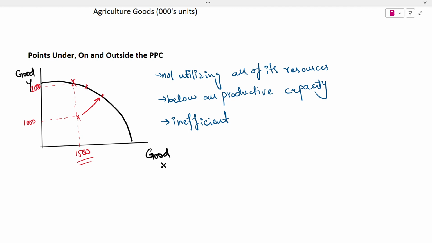So any point that is under the PPC, number one, is inefficient. Number two, it represents unemployment in the economy. And number three, it represents that you're producing below your productive potential, meaning that you can produce more, but you're not producing more at the moment.